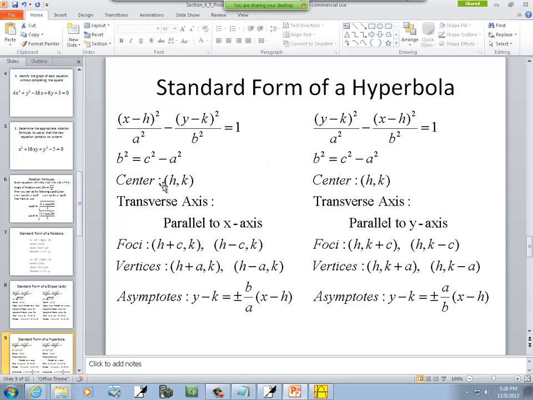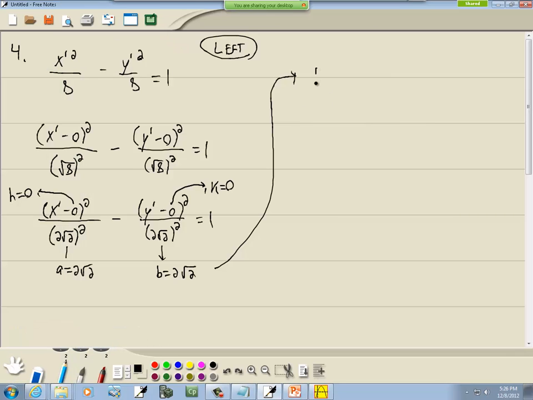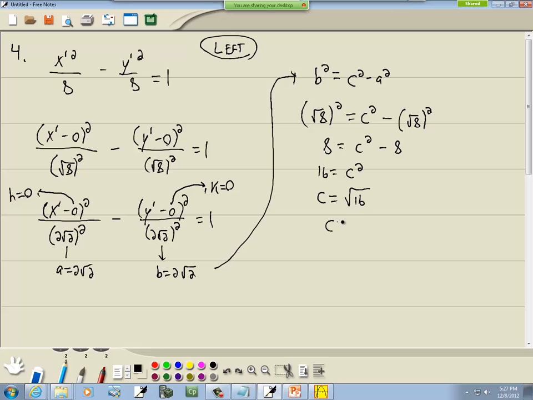So come over here. For our c, we use this formula. So we got b squared is equal to c squared minus a squared. You can put in b of 2 square root of 2, but square root of 8 might actually be a little easier. If I put that in, and then c squared minus, and a was also square root of 8. So that gives me 8 is equal to c squared minus 8. Take that over, we get 16. So c is equal to square root of 16, or c is equal to 4.